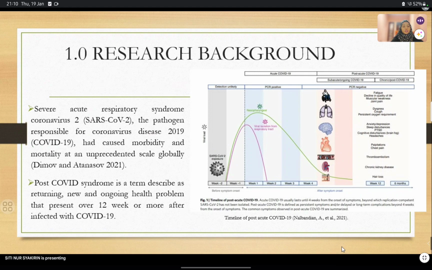So what is COVID itself? The transmission of COVID occurs through respiratory droplets, which is direct or indirect contact to your mucous membrane, which is eyes, mouth, or nose. So people with compromised immunity can become more severe if infected.